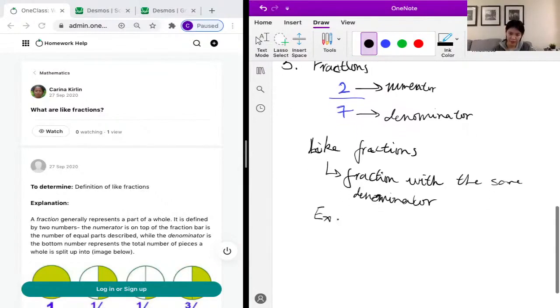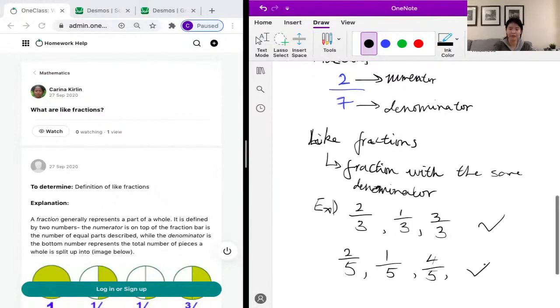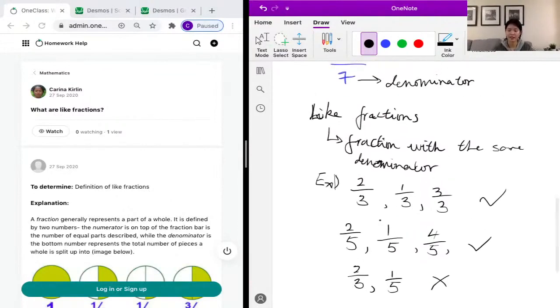For example, we have 2/3 and 1/3 and 3/3, and they're all like fractions. How about 2/5 and 1/5 and 4/5? They're also all like fractions. However, 2/3 and 1/5 are not like fractions because their denominators are different.